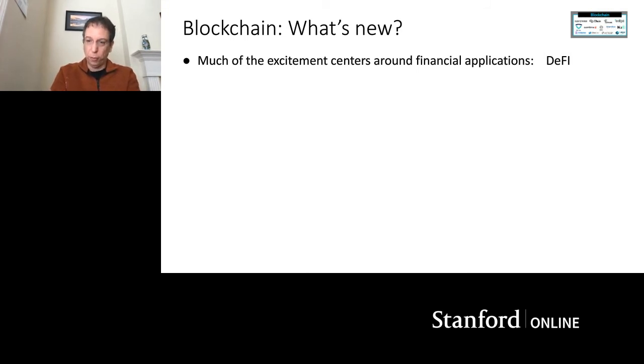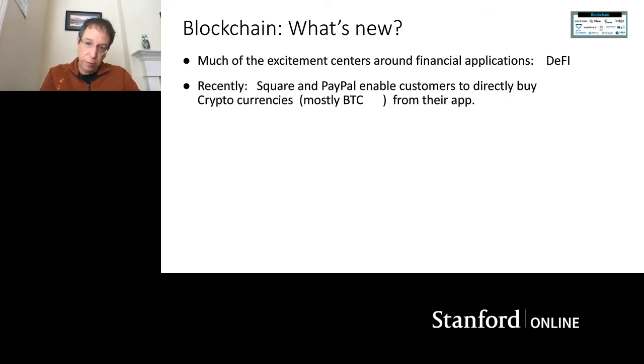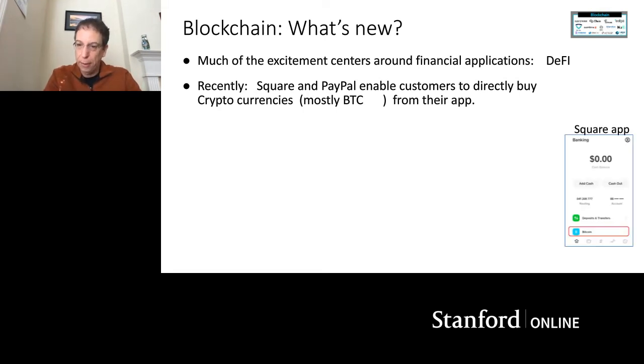So there's quite a lot of global interest in this area. Some interesting developments that are relevant to you: recently large companies like Square and PayPal added direct customer support for buying cryptocurrencies. For example, if you use the Square Cash app, at the bottom right you'll see a new Bitcoin tab that allows people to directly buy Bitcoin from the Square Cash app.